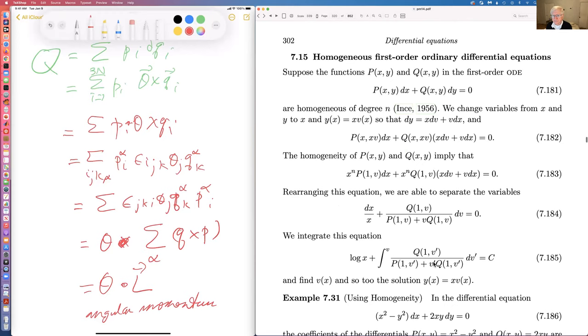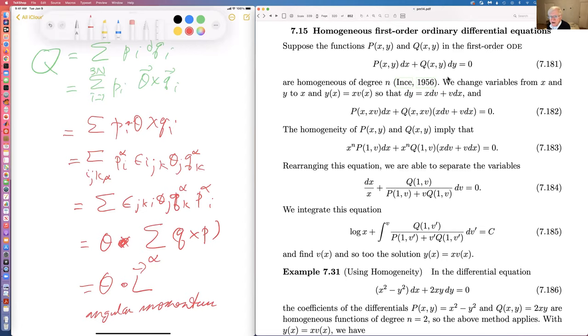Homogeneous first order ordinary differential equations. Here, suppose that P and Q are homogeneous of degree N. Then you can take advantage of that because you can write Y as X times V, and then dy is x dv plus v dx.